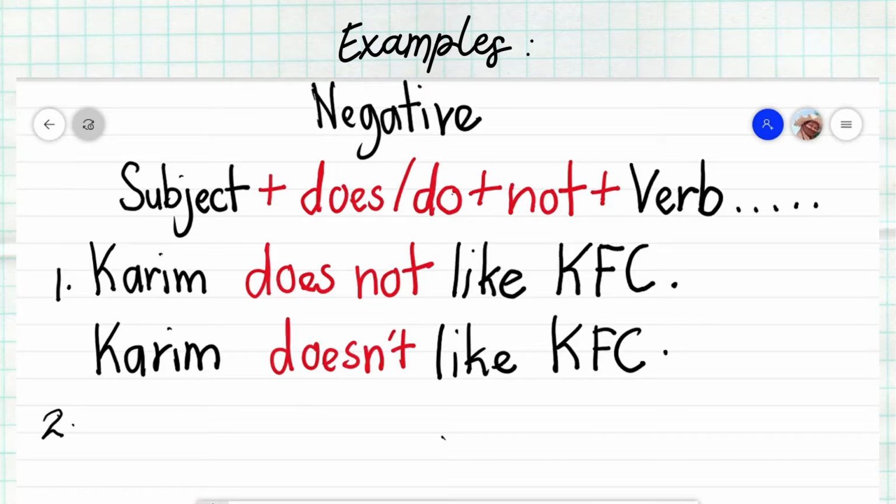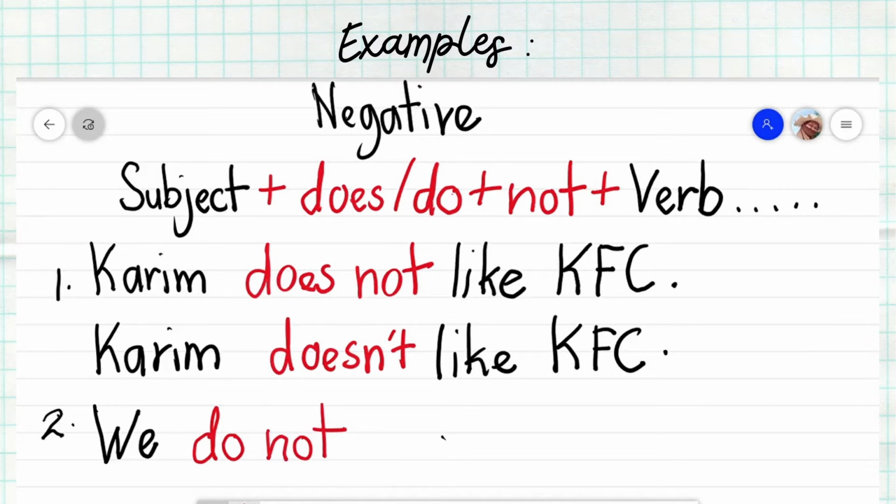Example, contoh yang kedua. Let's use a plural subject. Kita guna plural pula. This time, let's use a pronoun, kata ganti nama. Okay, kalau Karim ni kita sebut nama, kata ganti nama he. The personal pronoun for Karim is he. So I want to use we, kami. We, kalau we kuat lebih daripada seorang, so verb dia mesti lemah, tiada S, so we do or does. Of course, the answer is do. We do, and then you put not. We do not.